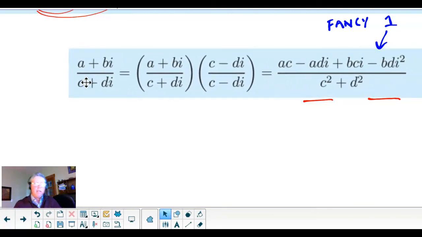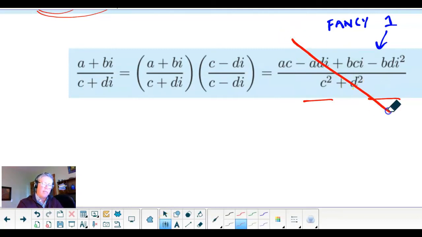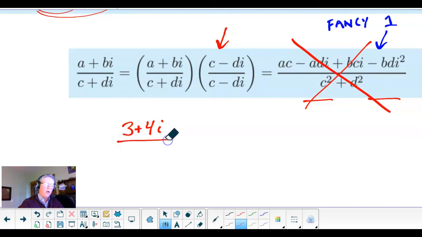That doesn't mean I don't like this. I don't think that this is important. That's what happens when you multiply. It's not a formula. Don't think of it as a formula. Think of it as a step, and if you perform that step, then you are good to go. So let's do a real life example. Let's go with 3 plus 4i over 5 minus 2i.